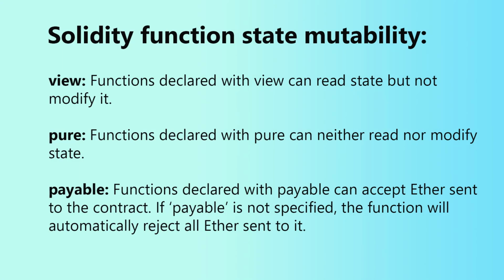All right, next we have pure. This is similar to view, only that pure can neither read nor modify state data. Okay. Finally, we have payable. Functions declared with payable can accept ether sent to the contract. If payable is not specified, the function will automatically reject all ether sent to it.